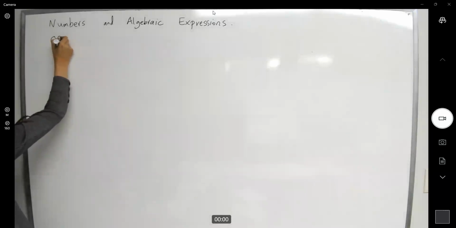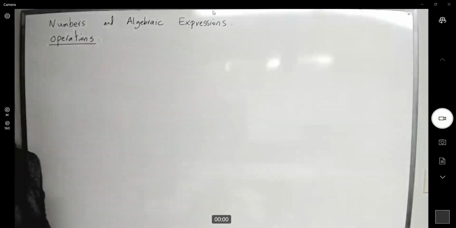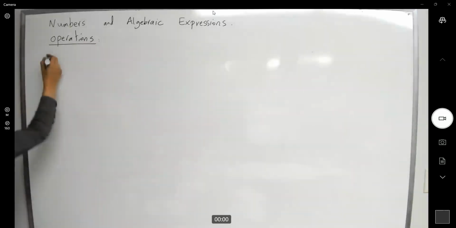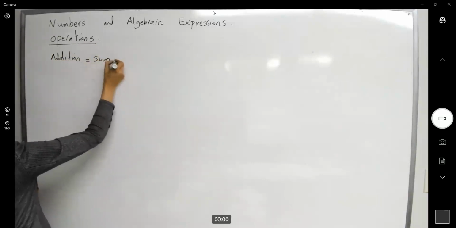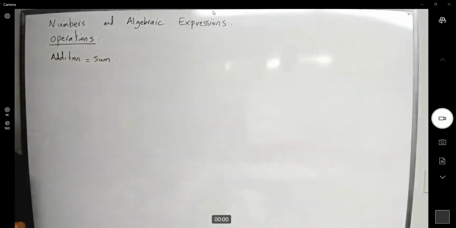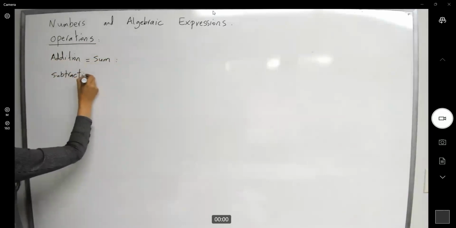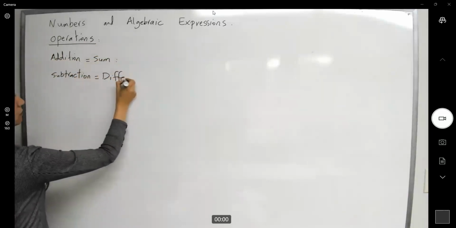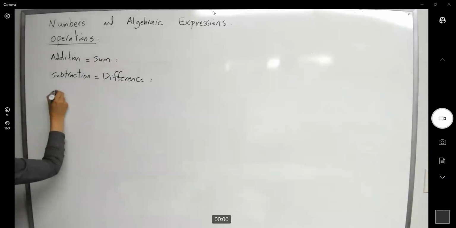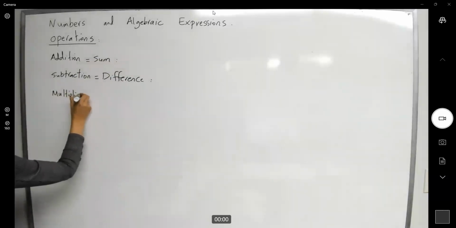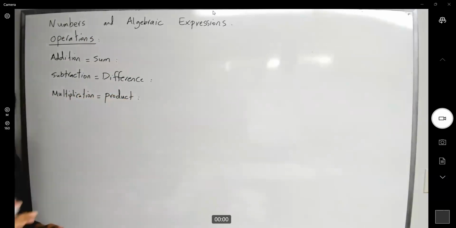Operations: basic, important operations between numbers. The very first operation is just addition between numbers, the addition or a sum. Well, the second operation is subtraction, or the difference. Then we have, of course, product or multiplication. And finally, we have division.